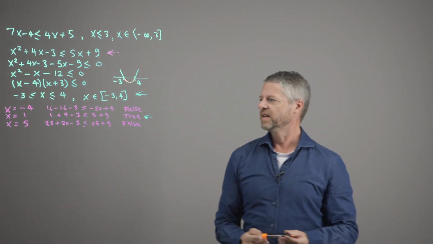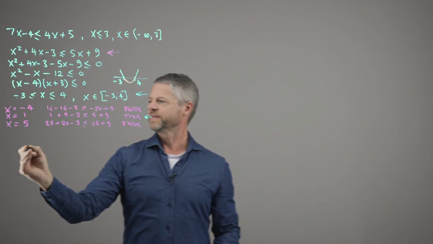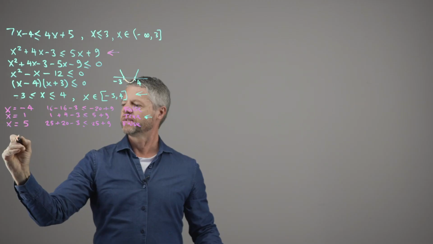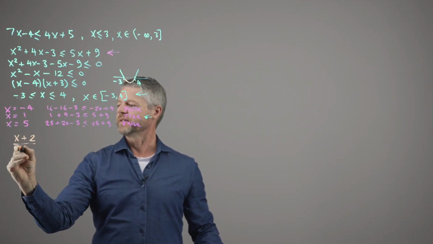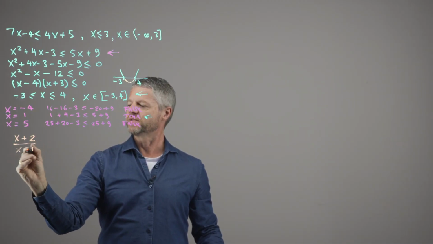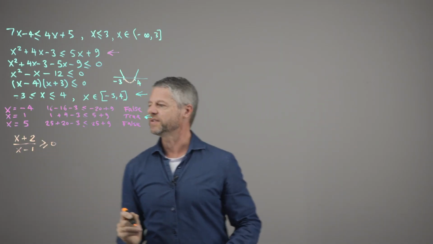Let's look at an inequality involving a rational expression. So let's do x plus 2 over x minus 1. And let's see where this rational expression is greater than or equal to 0.